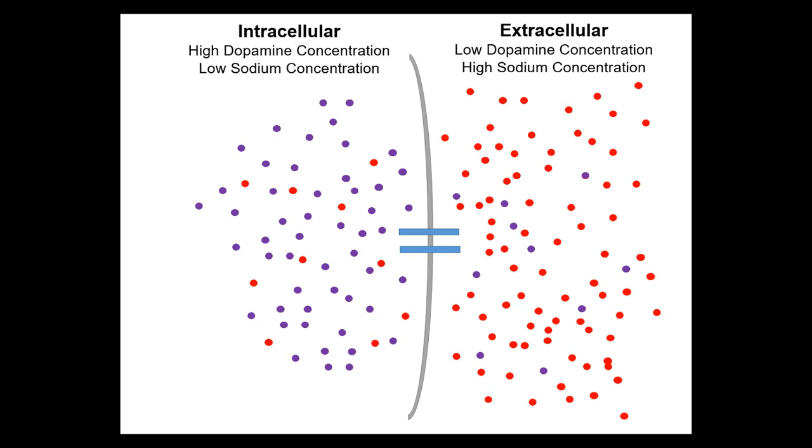This is visualized in this figure. The red circles are sodium ions, and the purple circles are dopamine molecules. The sodium and chloride move along their concentration gradient from high to low concentration, allowing the dopamine to move against its concentration gradient from low to high concentration by making the net reaction energetically favorable.